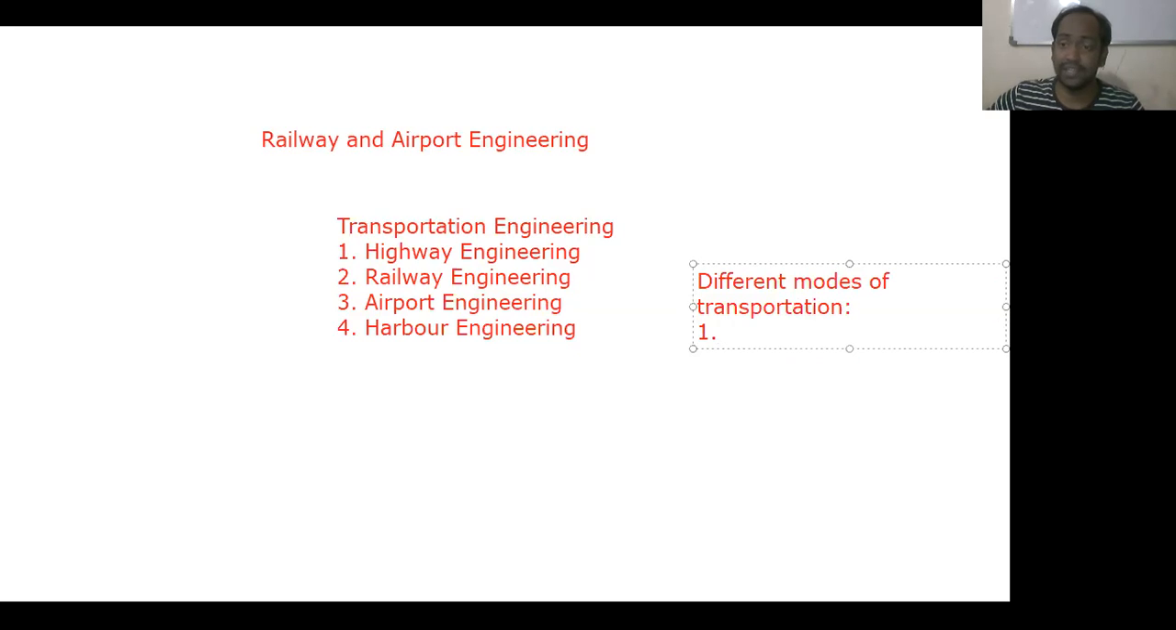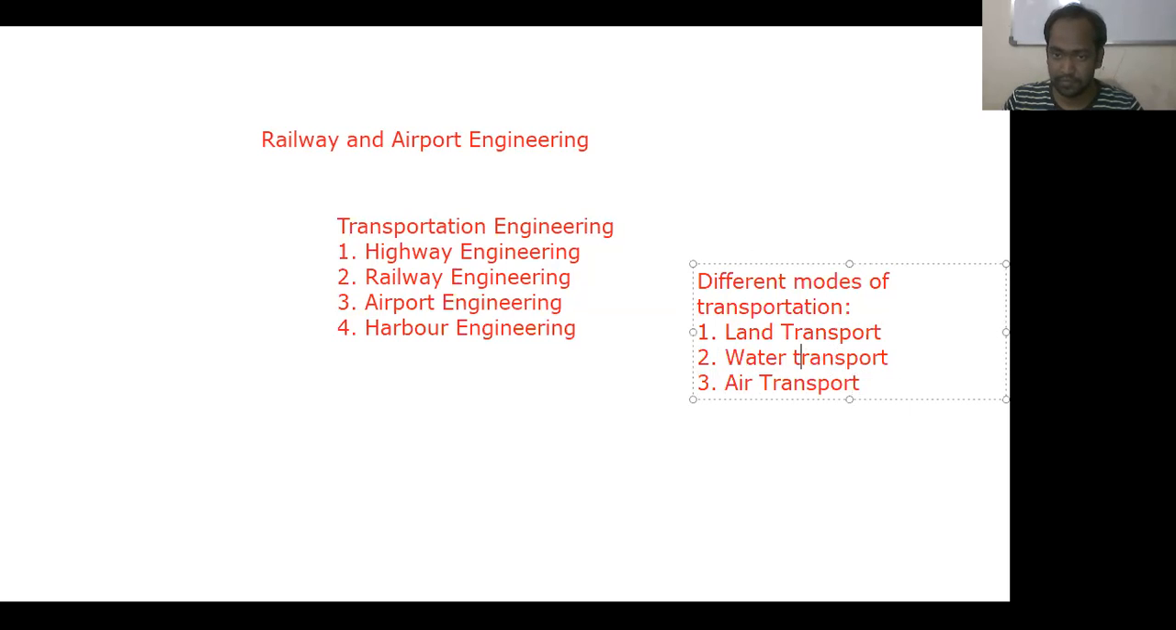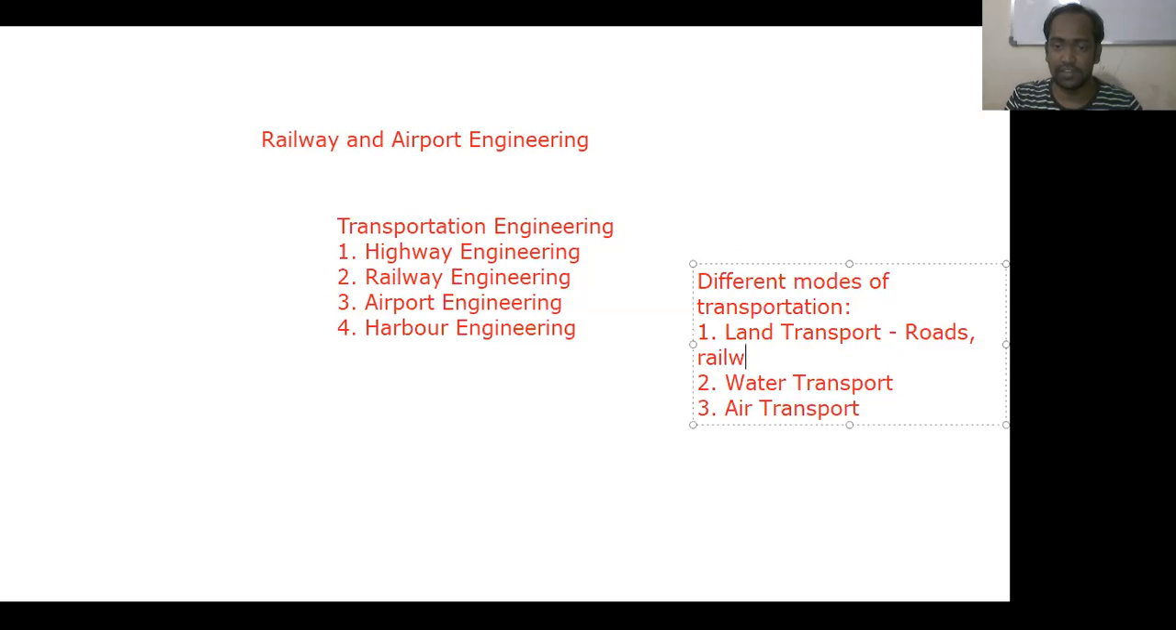We know that there are basically three modes of transportation. First one is land transport, next one is water transport, and third one is air transport. Land transport is when we convey or supply goods from one place to another upon land, that is, upon a ground surface. Generally we have two modes of land transport: first roads, and next railways.